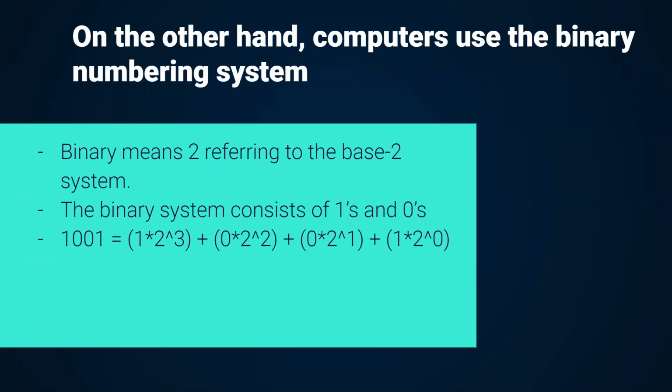If you add those numbers up, I don't want to do the math right now, but you'll get the number in base 10. And the binary numbering system, as you can tell, consists of zeros and ones. Like this number right here, 1001, all the digits in a binary number will be a 1 or 0.